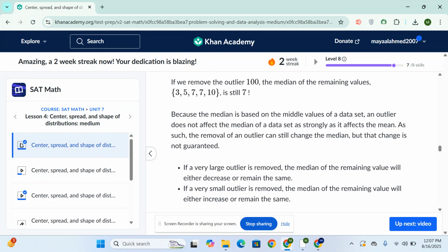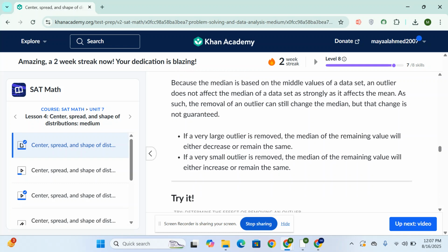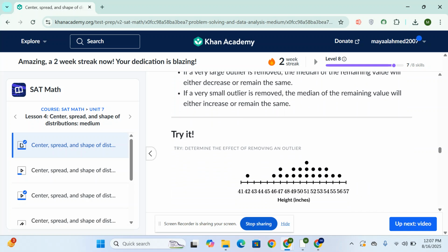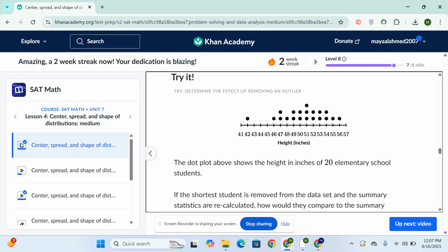However, it can still change the values if there is a very small amount of values present. Furthermore, I'd like to mention that the change is not guaranteed. There's some chance that it might, and some chance that it might not. So it's based on that specific kind of data.